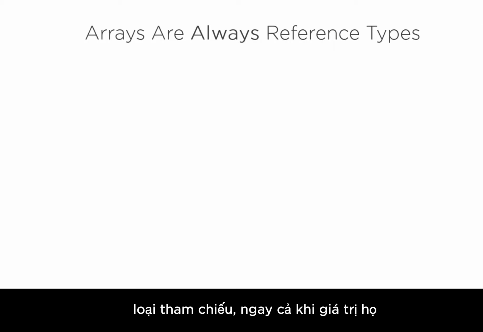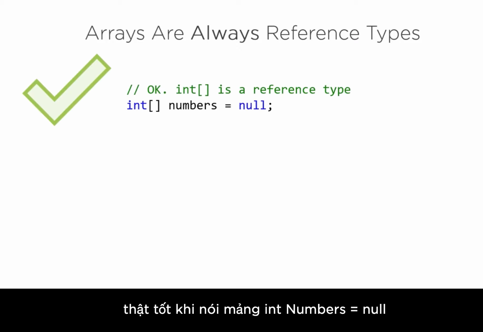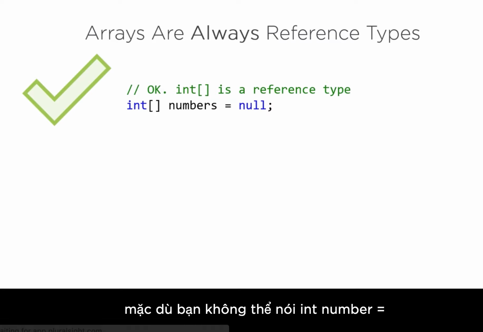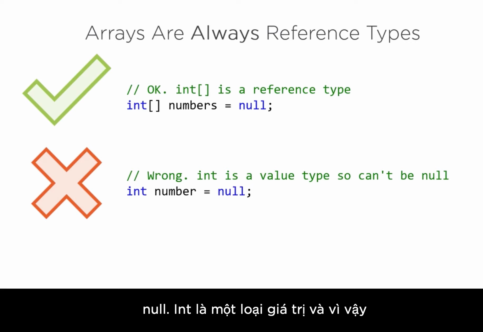Arrays, by the way, are always reference types, even if the value they hold is a value type. So, for example, it's fine to say array of int numbers equals null, even though you can't say int number equals null. Int is a value type, and so cannot be null, but because an array of anything is a reference type, the array can always be null.